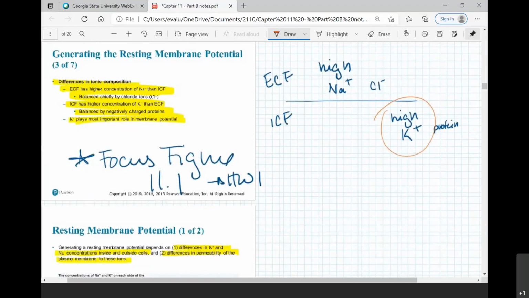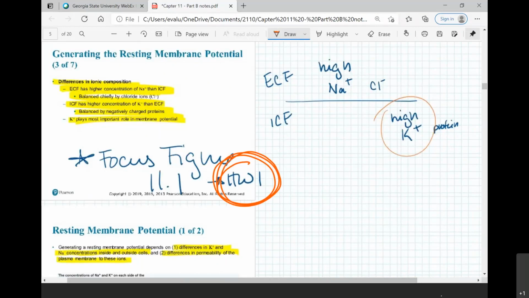Again, this is an overview because we've already talked about this in chapter 2, so much so that that's what homework 1 was focusing on. So go back and review homework 1 because that is exactly what this is. So the extracellular fluid outside has a higher concentration of sodium. The intracellular fluid has a higher concentration of potassium. And then they both are kind of balanced by an ion. Sodium is balanced by chloride, and potassium is going to be balanced by a protein that's kind of negatively charged. So this is our general.